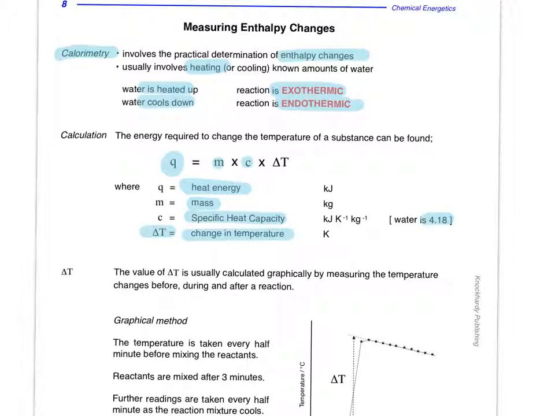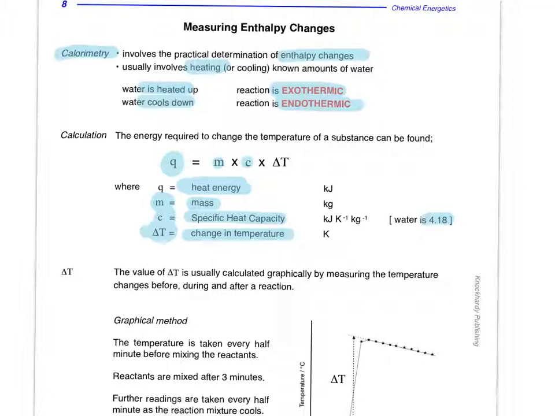So if you started to heat up some water of a certain mass, then you could take the mass that you know, because you could weigh it, of your water, take the specific heat capacity, and then see what happens in terms of the change in temperature to work out the heat energy that has been transferred to that water.